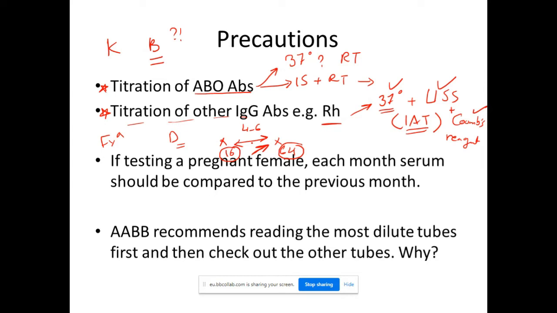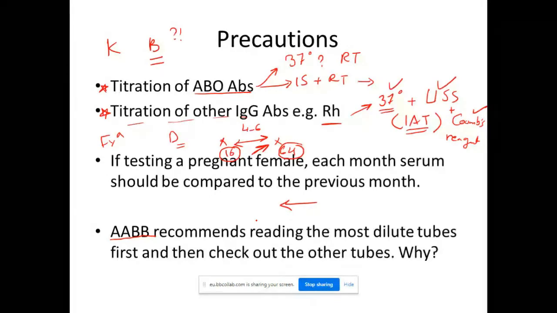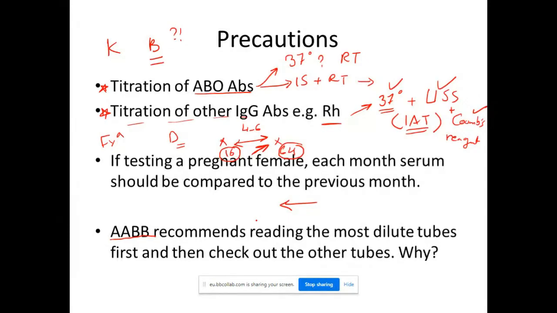Okay. When we do antibody titration, so again, AABB recommends that we read the result from a different direction. We will see it now and we will discuss why.